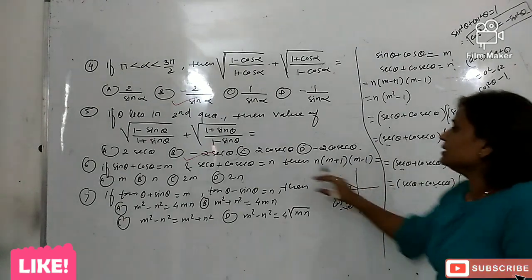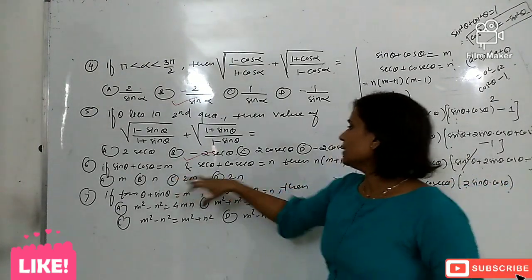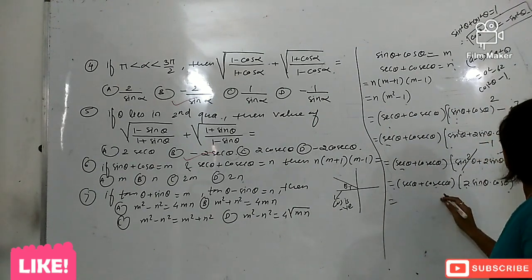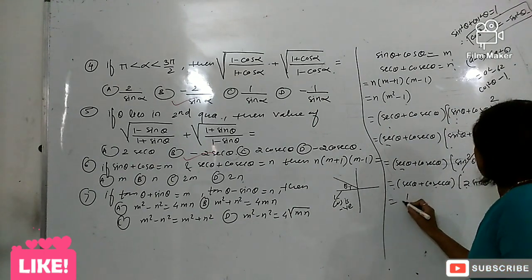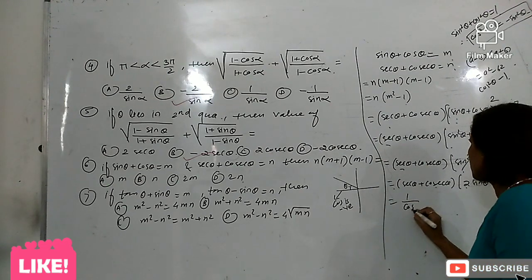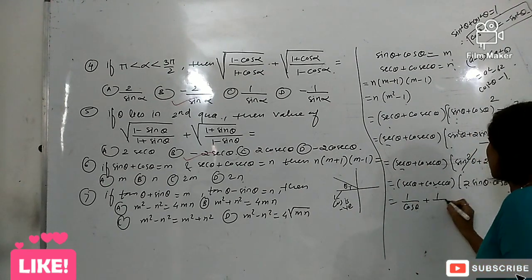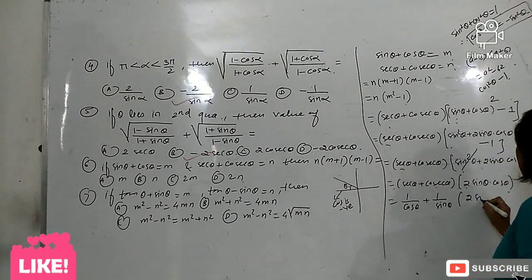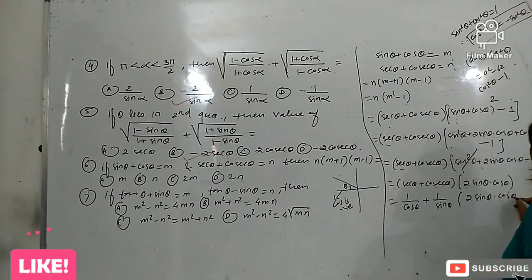So this is not given in the option. Option is given in the m and n form. So again we have to simplify this. So just simplify this. So write this term in the sin cos form. So sec is 1 upon cos theta plus cosec is 1 upon sin theta. And in the bracket there is a 2 sin theta into cos theta.